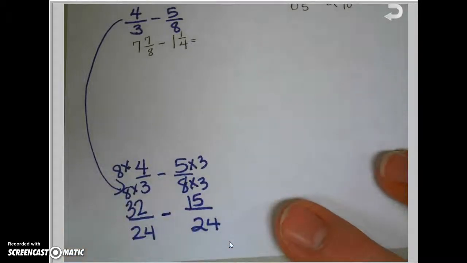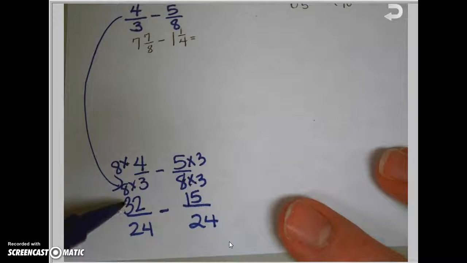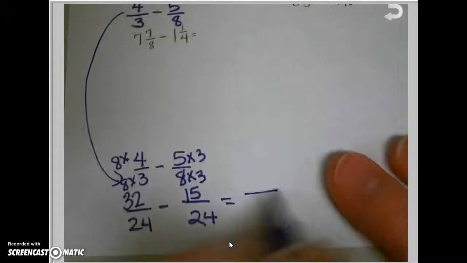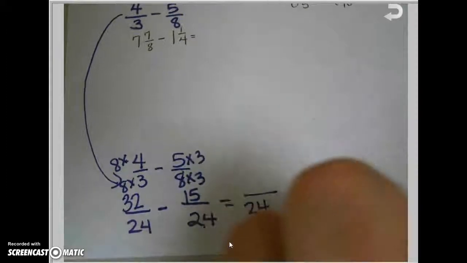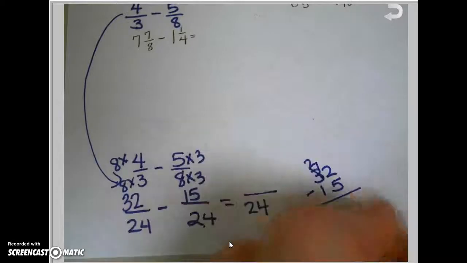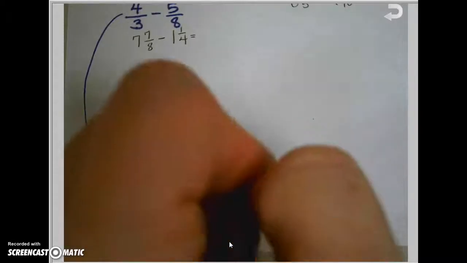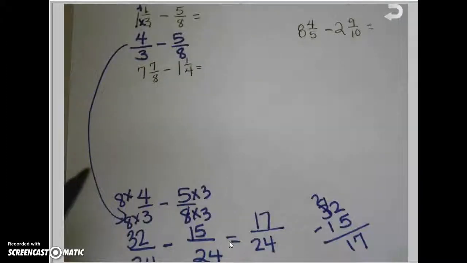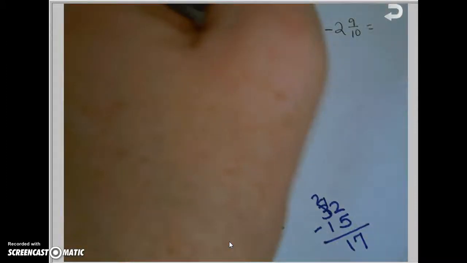So now I can simplify and subtract. So 32 minus 15, and then over 24. And that would be my answer. So I'm going to go over here, make sure it's right. I think it's 17, but I just want to make sure I'm correct. 17 over 24. So 17/24 is in simplest form, so that is my answer.